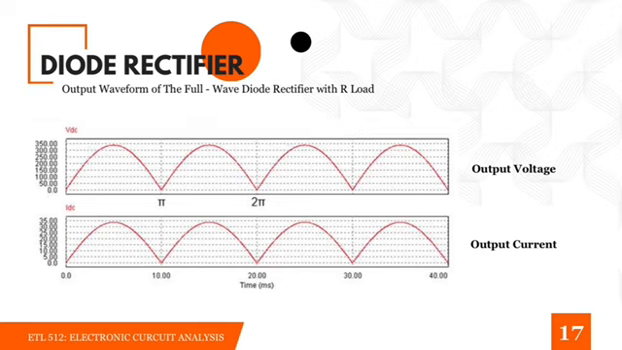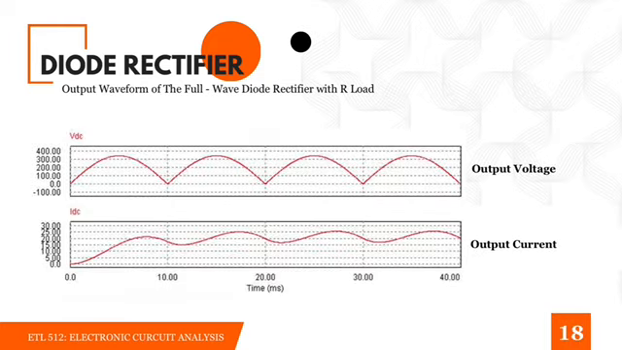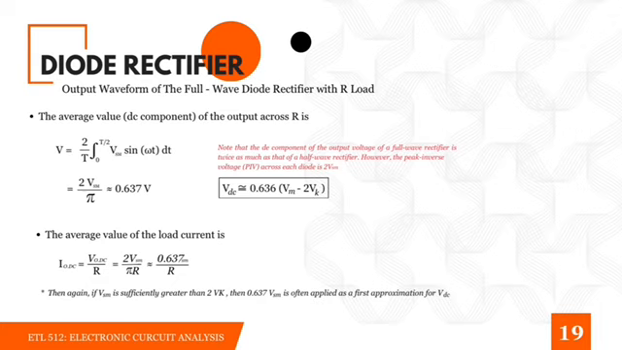We can observe that the output voltage and current are both unidirectional and exhibit two pulses per input cycle, resulting in a smoother output. Now let's look at the key calculations for a full-wave rectifier. The average output voltage is approximately 0.637 times the peak input voltage. The average current is equal to this voltage divided by the resistance.